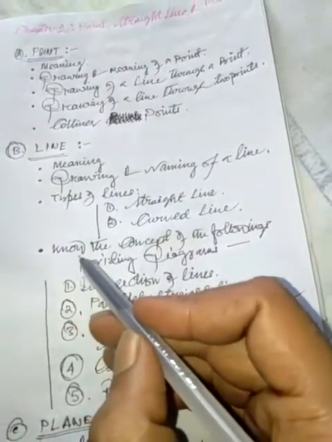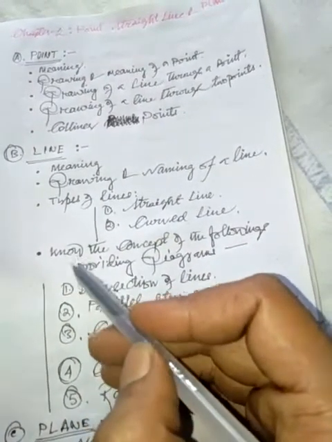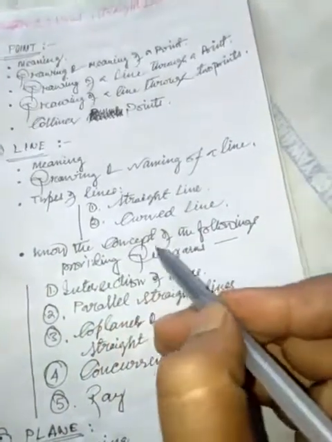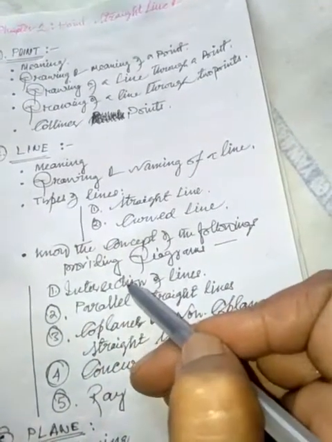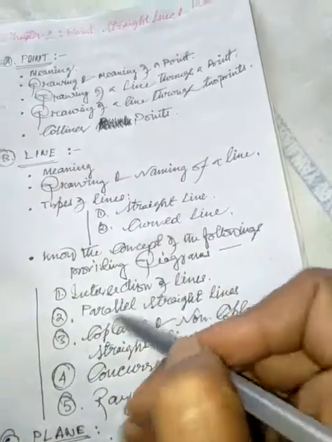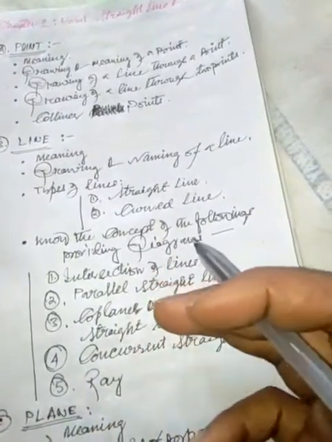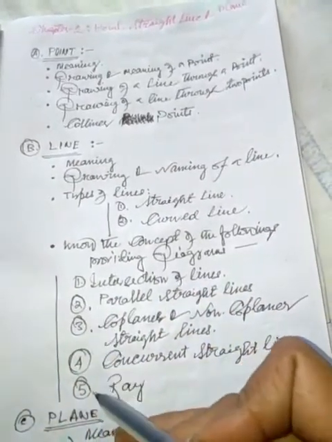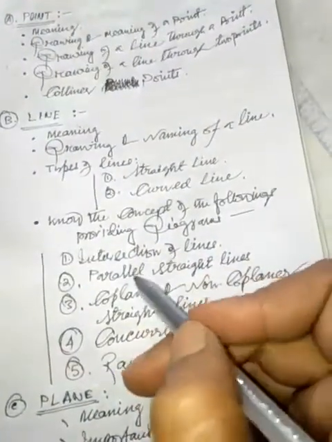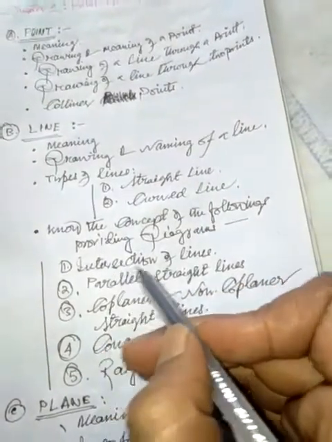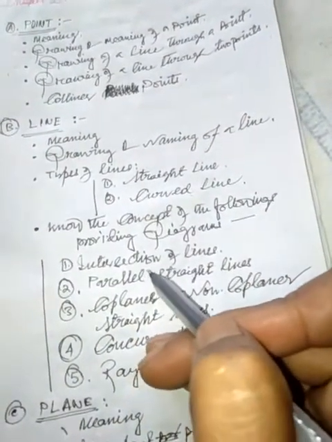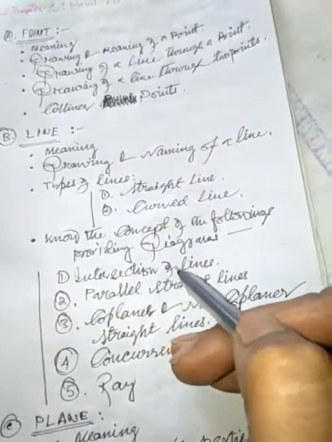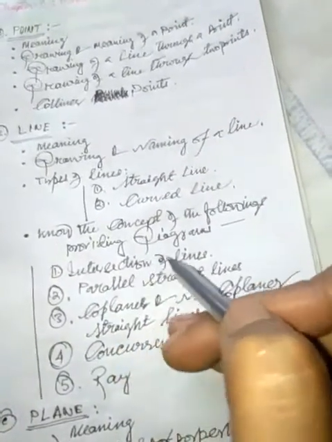Now the fourth point of the line topic is to know the concept of the following by providing the diagrams. So we need to provide the diagrams in order to understand these concepts. So what are the concepts? First concept is intersection of a line. So what is the meaning of the word intersection? And thereafter we will know what is the meaning of the intersection of lines.